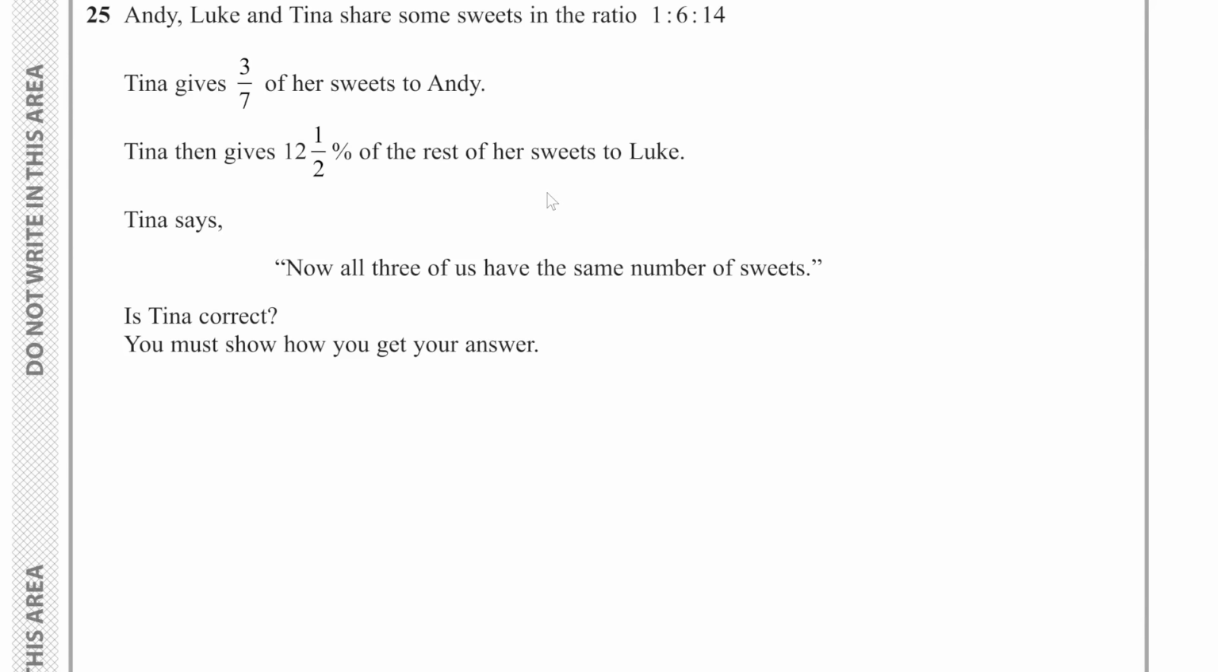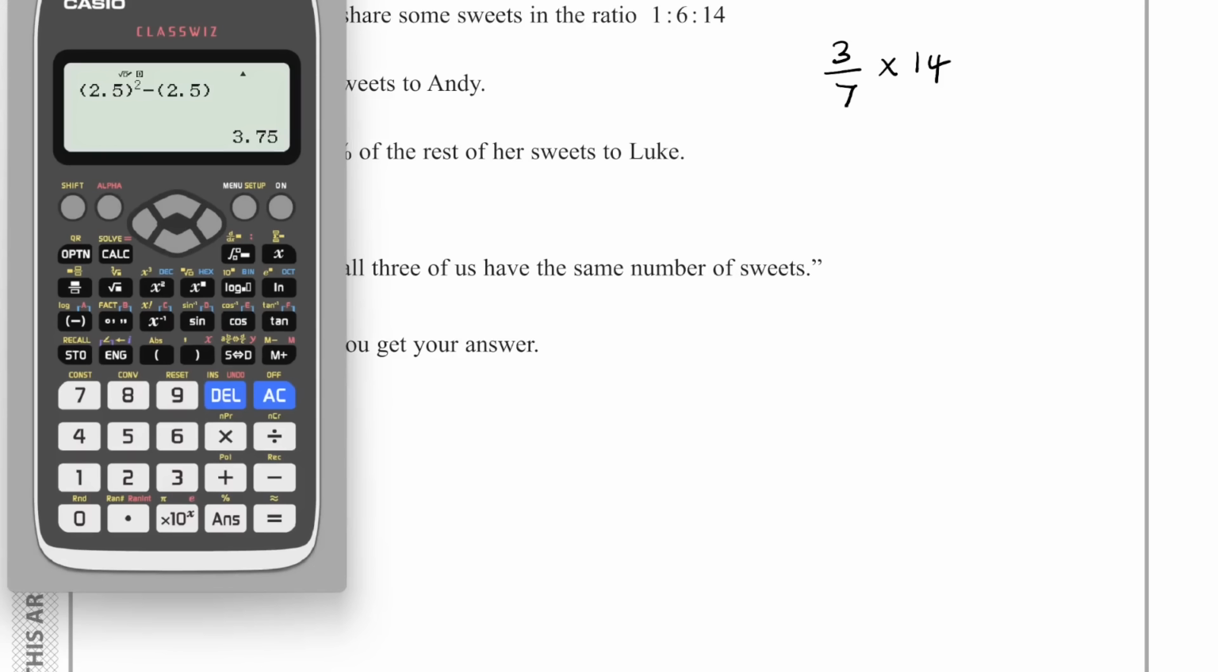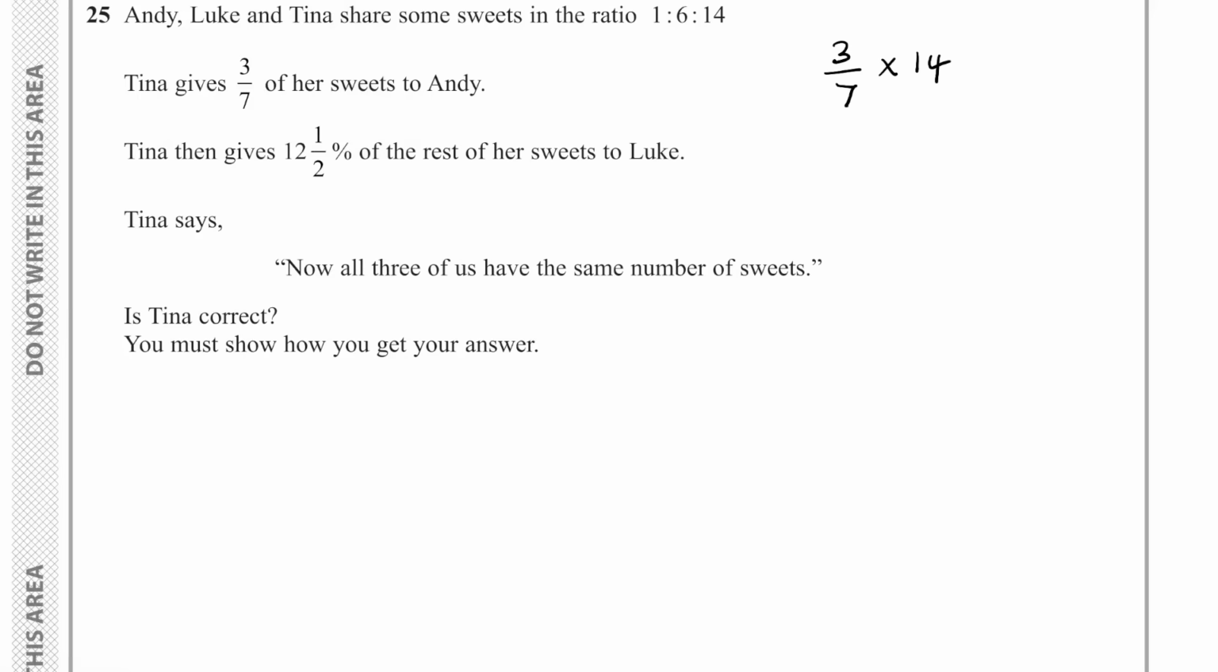Question 25. Andy, Luke and Tina share some sweets in the ratio 1 to 6 to 14. Tina gives 3/7 of her sweets to Andy. So Tina's got 14 parts. 3/7 of 14 is 6. So Tina's given 6 parts to Andy. So then if Andy gets 6 more, it'll be 7 to 6. 14 take away 6 is 8. So 7 to 6 to 8.